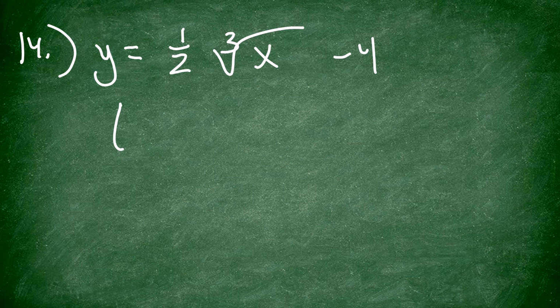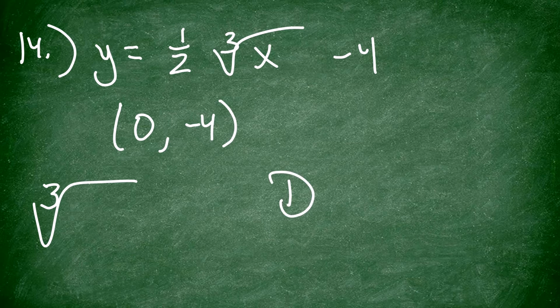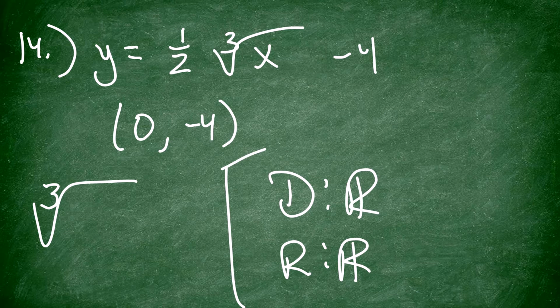14, I have y is equal to 1/2 cube root of x minus 4. Really, you don't even need h and k for this one, but h is 0, k is negative 4. Because it's a cube root, I don't have to do any thinking. All the reals. Done. That's it for 14. It's that simple.